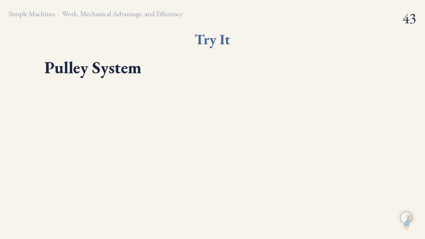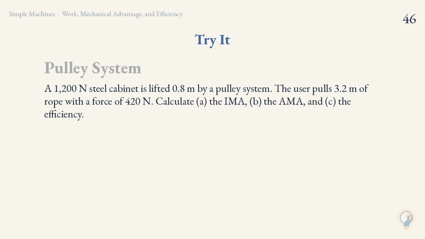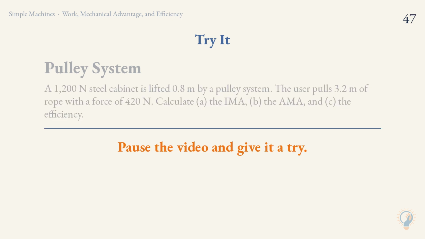Pulley system. A 1,200 Newton steel cabinet is lifted 0.8 meters by a pulley system. The user pulls 3.2 meters of rope with a force of 420 newtons. Calculate A, the IMA, B, the AMA, and C, the efficiency. Pause the video now and give it a try.